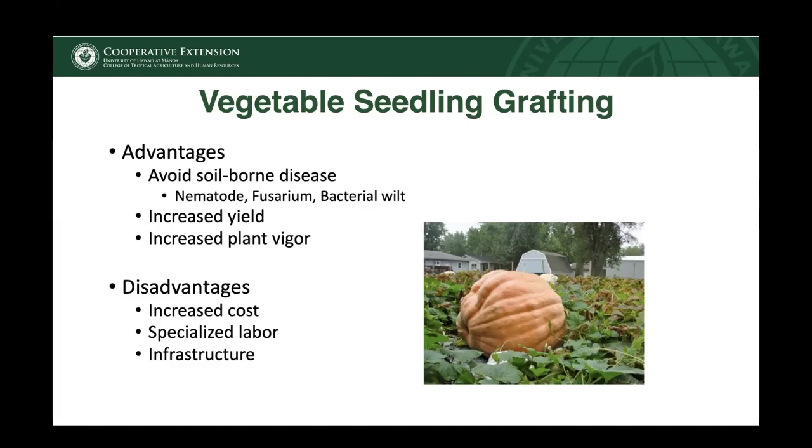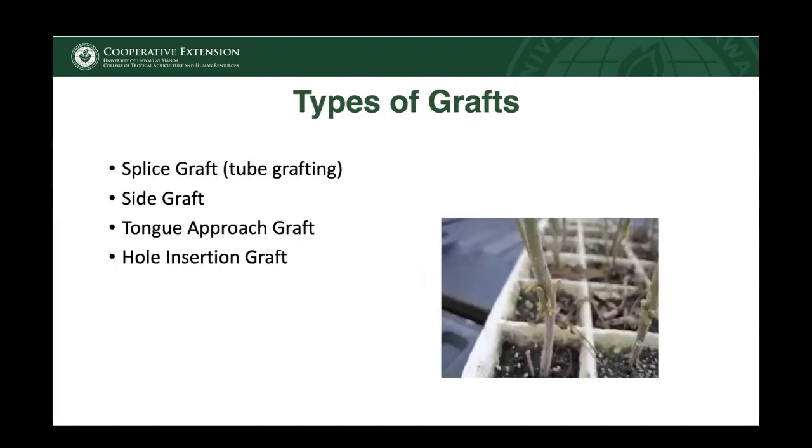One of the strategies, and the reason I have this photo of a giant pumpkin, is the ability to add additional rootstocks to a growing plant. You could have multiple rootstocks on a single seedling to provide more nutrition to support the vegetative or fruiting growth of, for example, a pumpkin. The different types of grafts you can do for seedling grafting include splice grafting, side grafting, a tongue approach graft, and a hole insertion graft.